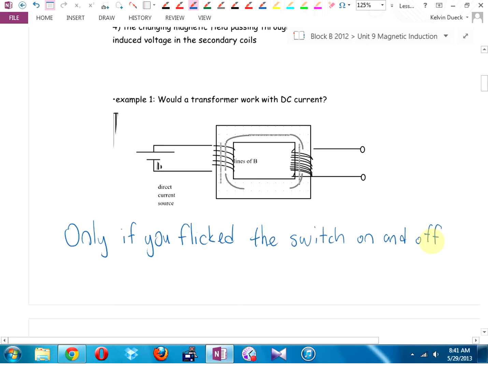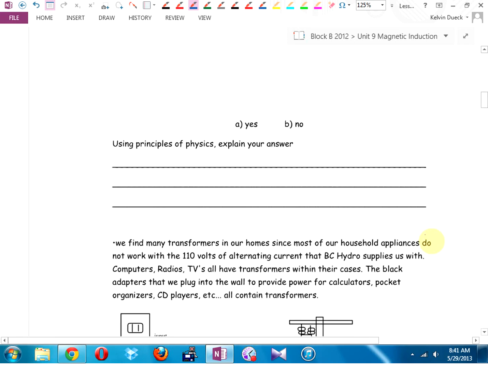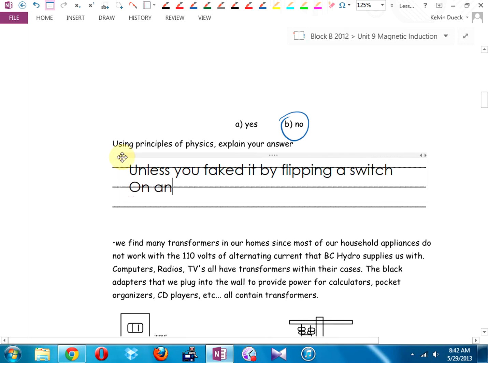But basically, will it work with a direct current? Because you don't have a change in flux, you have to simulate a change in flux. Flicking it off and on, sure, would work. Otherwise, nope. No, unless you faked it by flipping a switch on and off rapidly.